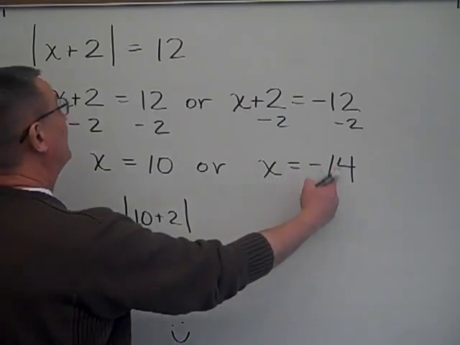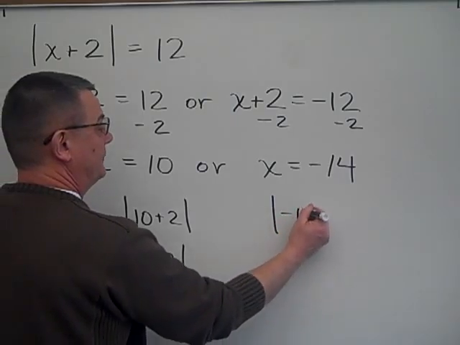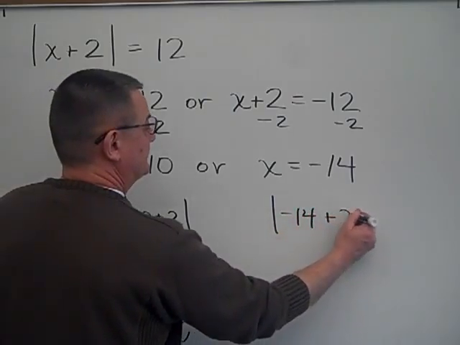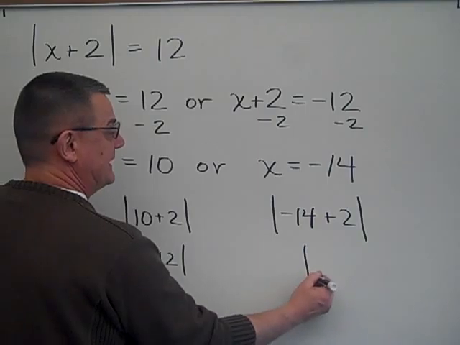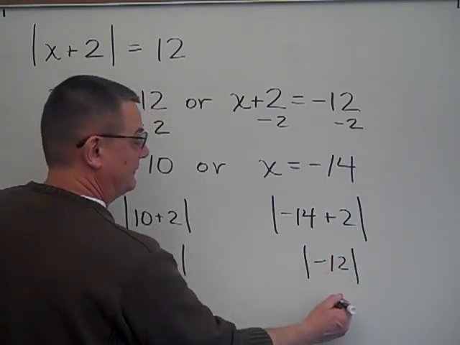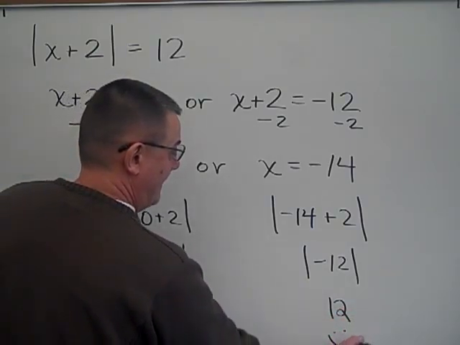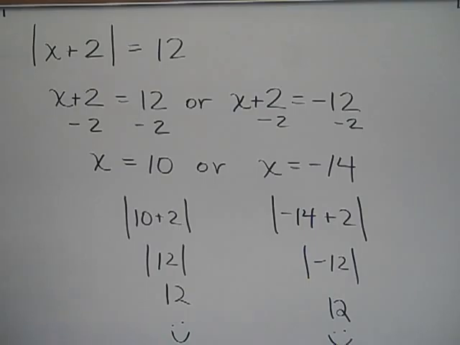If I put negative 14 back in for x, it'll look like this. The absolute value of negative 14 plus 2, which is the absolute value of negative 12. And the absolute value of negative 12 is just plain 12. So sure enough, that works also. Did I get too low?